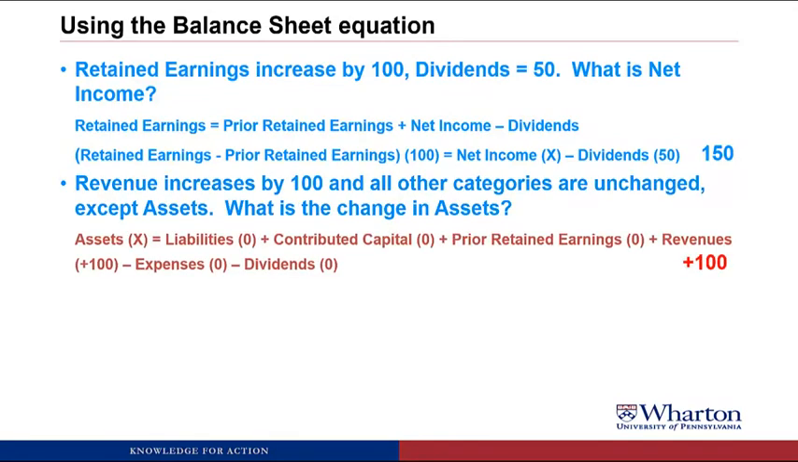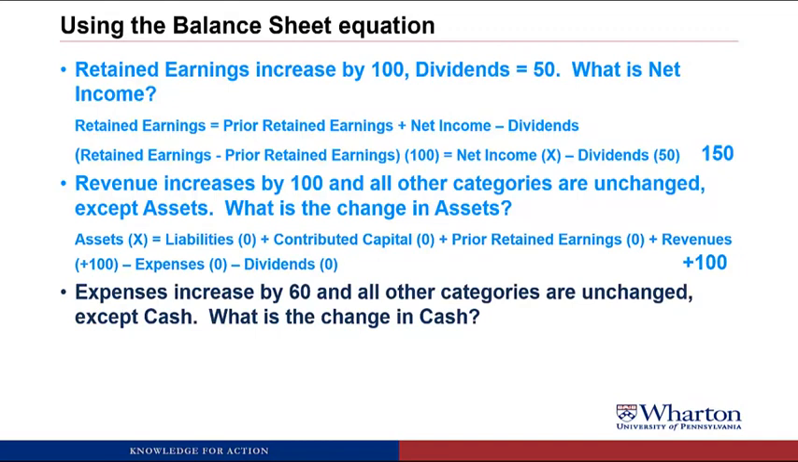We have to use the complete balance sheet equation to solve this one, so that we break stockholders' equity into contributed capital, prior retained earnings, revenues, expenses, and dividends. So we know that revenues are going up by 100. Everything else is unchanged but assets, which means that assets also have to go up by 100 so that both sides of the equation increase by 100.